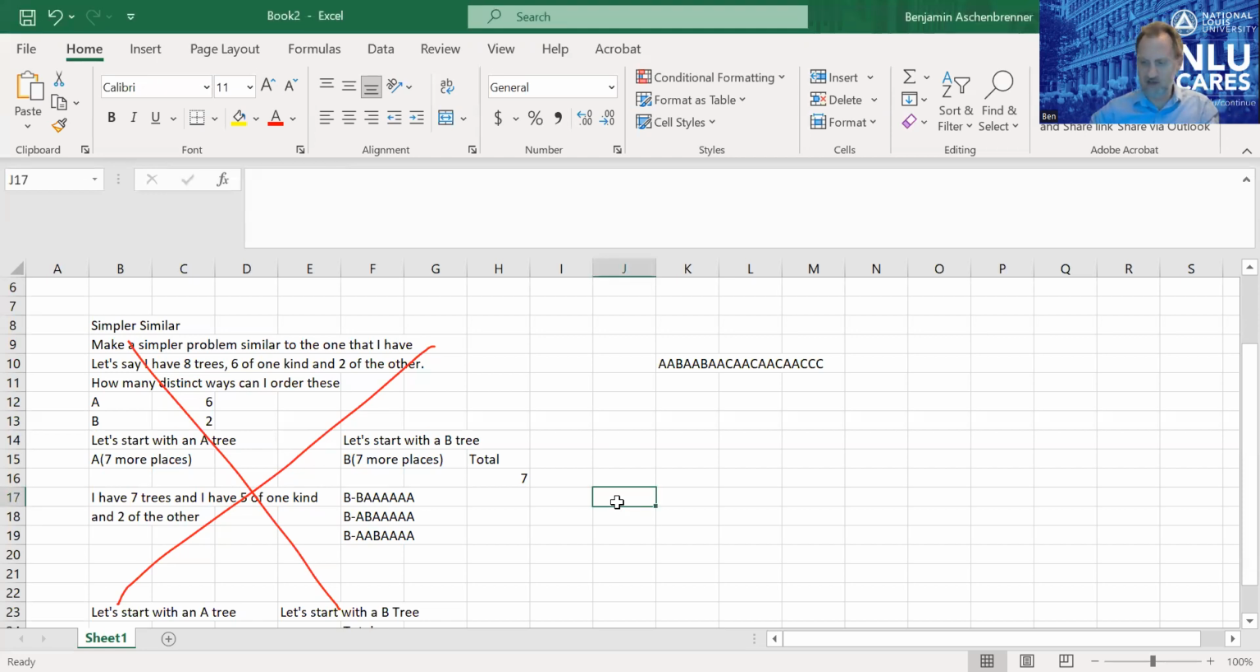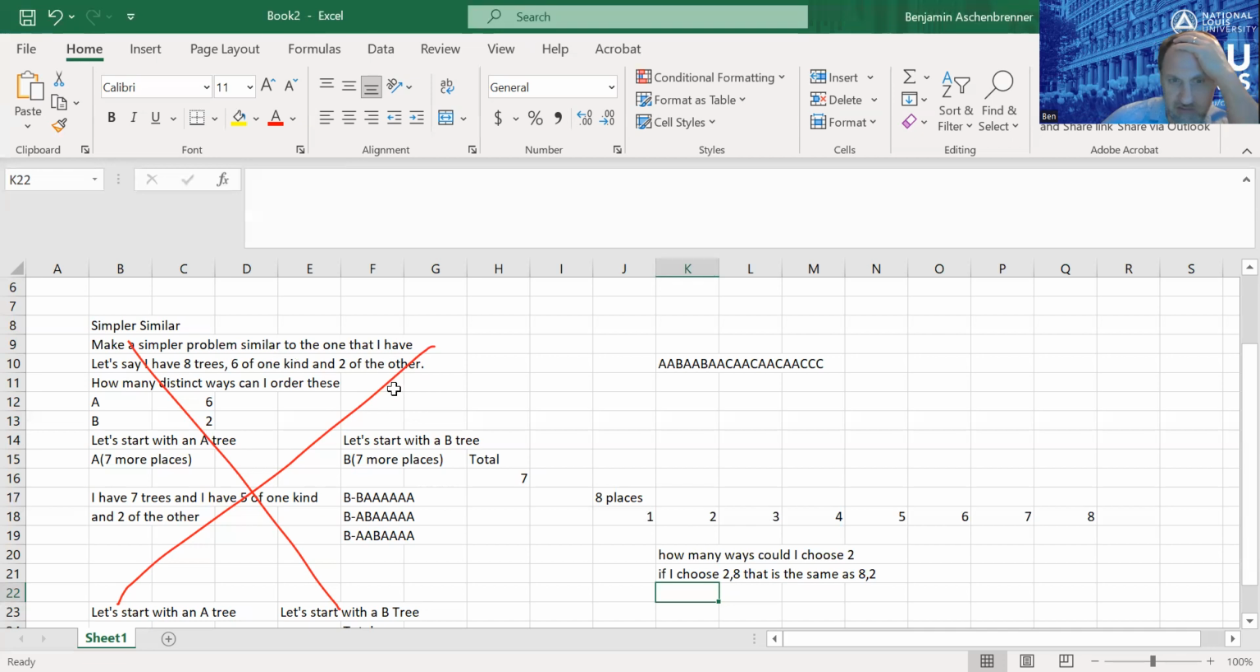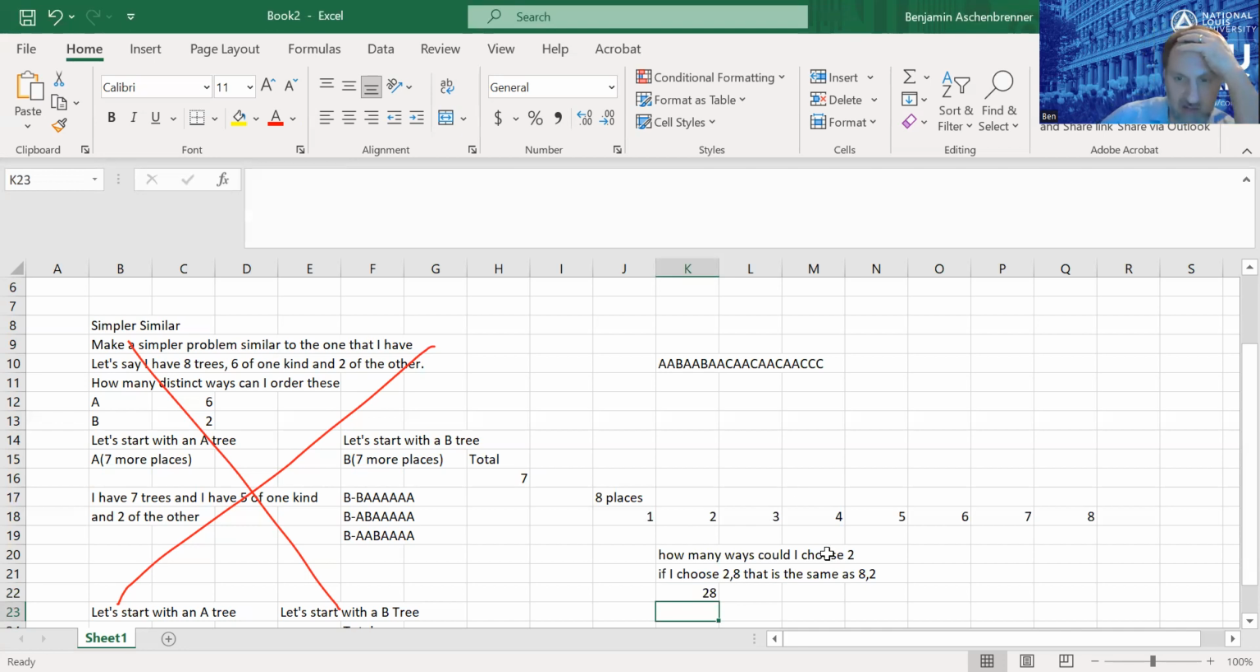Let's say that I have 8 places, and I'm going to number them 1, 2, 3, 4, 5, 6, 7, 8. How many different ways could I choose 2? And the order doesn't matter because if I choose 2, 8, that is the same as 8, 2. Because I'm just looking for these 2 B's to go into this lineup somewhere. And I want to know how many different ways that can happen. So that just feels like 8 choose 2, which I know is, if the order doesn't matter, the combination formula. So that's 28 different ways.